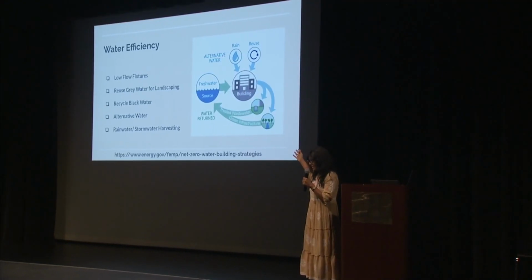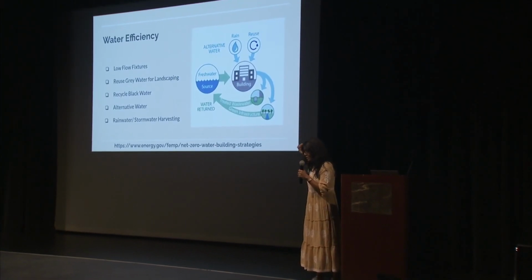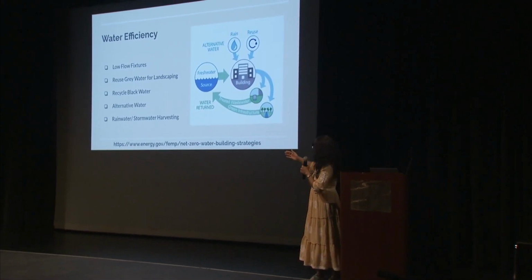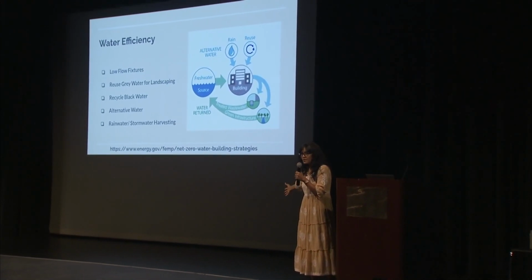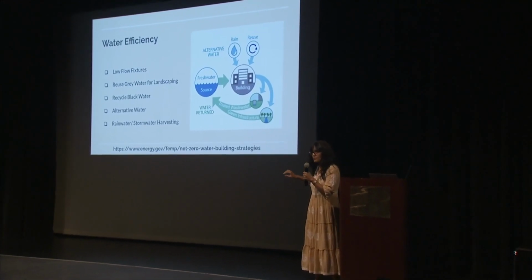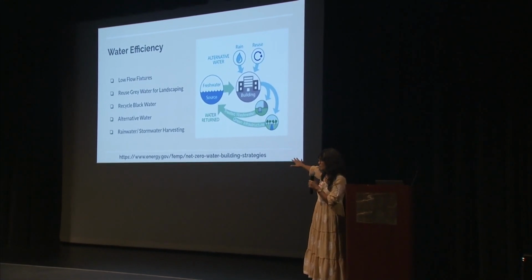There's also alternative water. Alternative water is, if you have a sump pump in the basement, the water that the sump pump is picking up can be filtered and reused. You can also harvest rainwater in tanks, and there's a whole technology to that as well. So these are some of the things that we are doing to reduce the amount of water we are using in buildings.